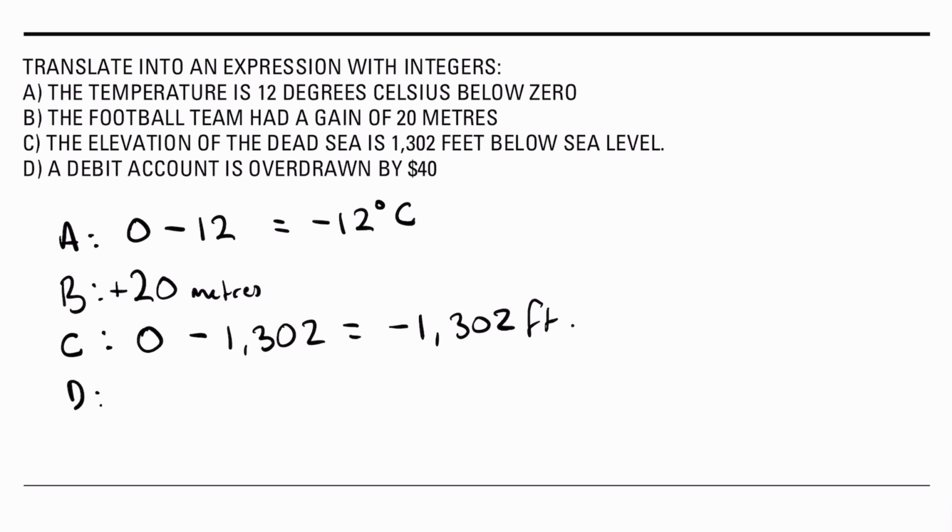Now for D, a debit account is overdrawn by $40. To be overdrawn means to be in the negatives. You owe $40. And so if we think of 0 as our base or benchmark, we would then subtract $40 to indicate how much money we actually have. And so we'd end up with negative $40.